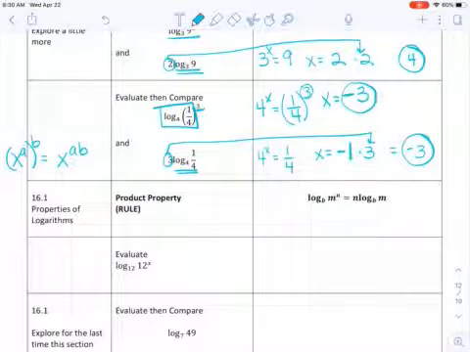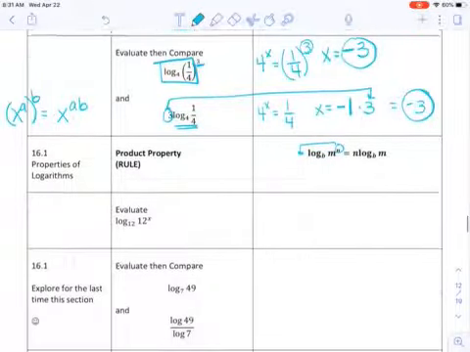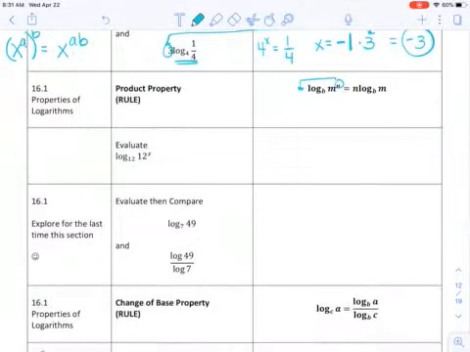Okay, so the rule: log base b of m to the n power equals n times log base b of m. Basically, all they've done here is they've taken this and written it in front and turned it into a multiplication problem. Okay, we're going to do one example with this one.